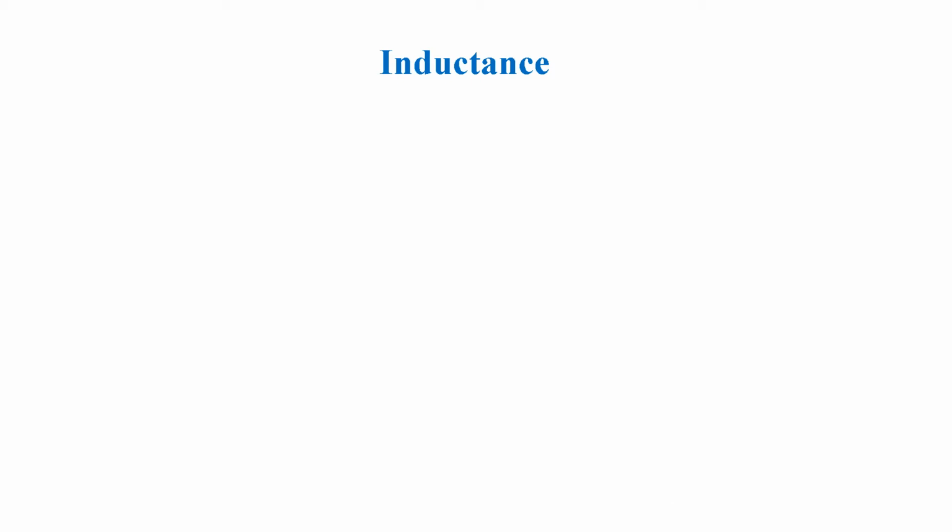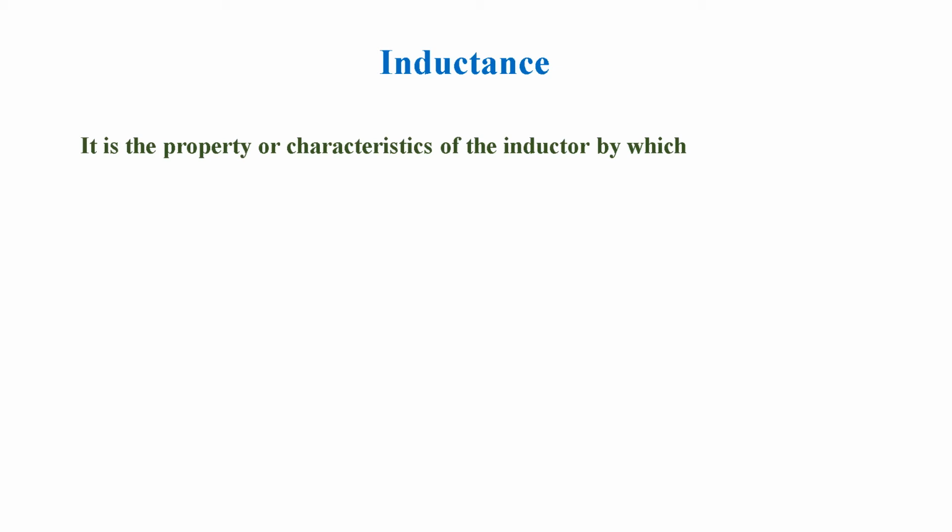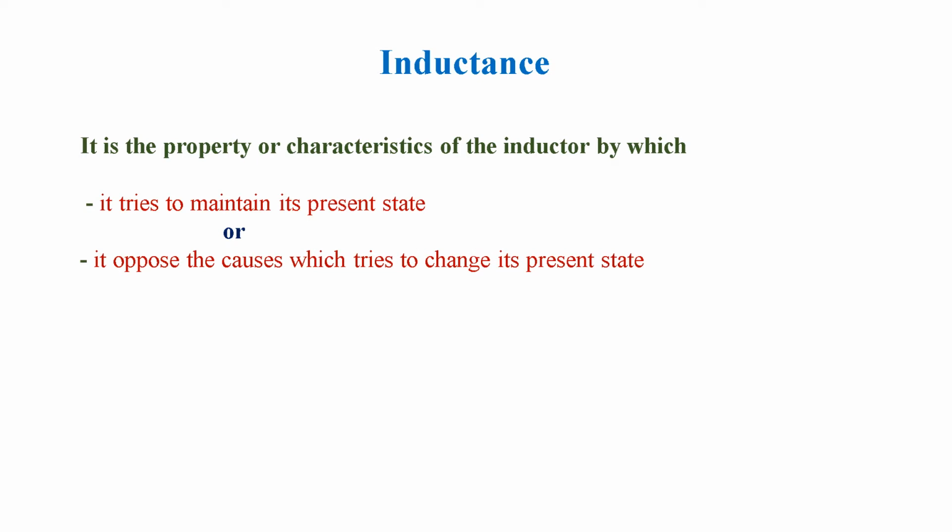Now we have to know the properties of the inductor, that is basically known as inductance. It is the property or characteristics of the inductor by which it tries to maintain its present state, or it opposes the causes which try to change its present state.